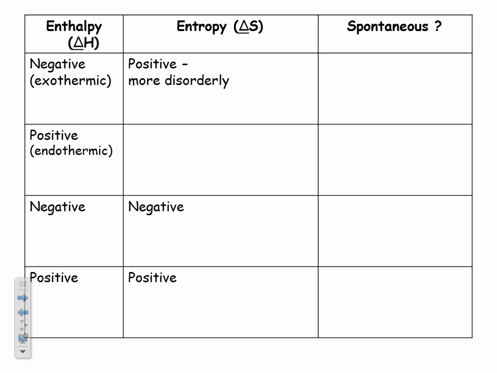If we have a negative enthalpy, that's an exothermic process, and the universe likes that. If we have a positive entropy, it's becoming more disorderly, so gases are being formed. The universe likes that. So this reaction is always spontaneous. There's nothing that we can do to stop this reaction from occurring.